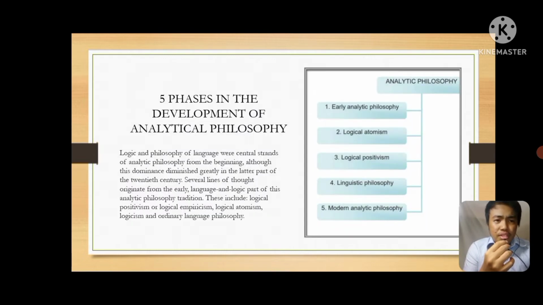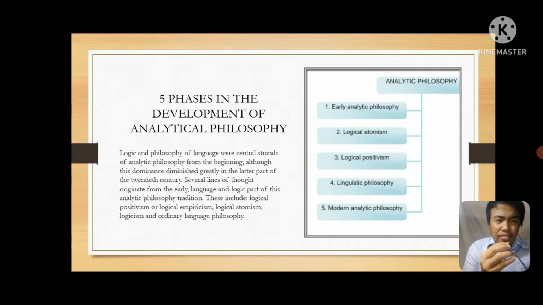So, five phases in the development of analytical philosophy. First, the early analytic philosophy. Second, logical atomism. Third, logical positivism. Fourth, linguistic philosophy. And lastly, the modern analytic philosophy.